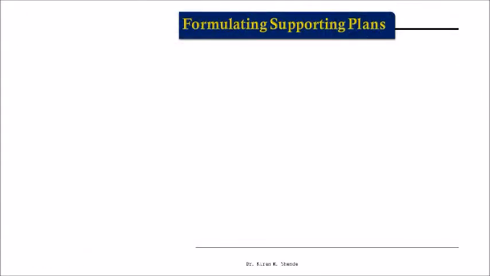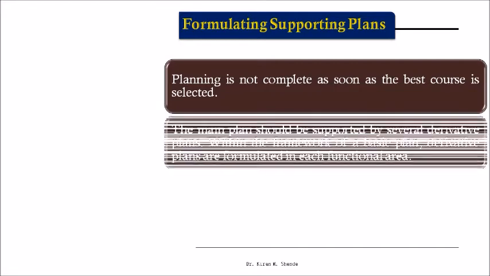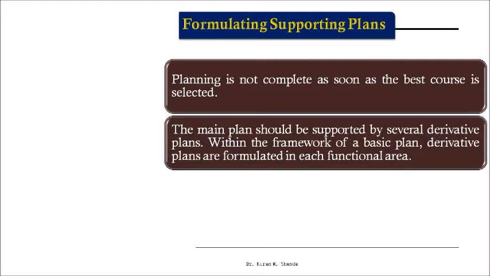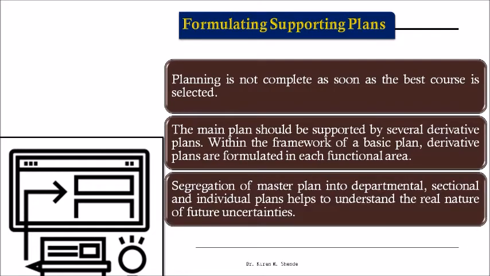The next step in the planning process is formulating supporting plans. The plan is not complete as soon as the best course is selected. The main plan should be supported by several derivative plans, so you should have a lot of sub plans included in the main plan. Within the framework of the basic plan, derivative plans are formulated in each functional area, so there have to be sub plans made for every main plan.